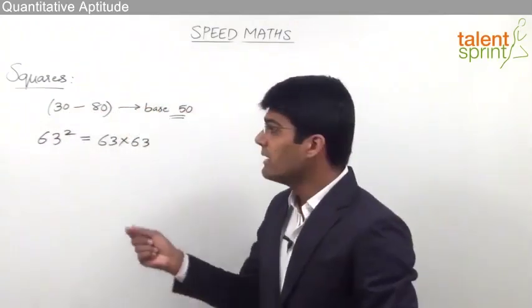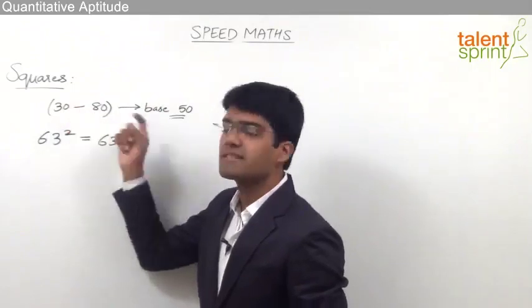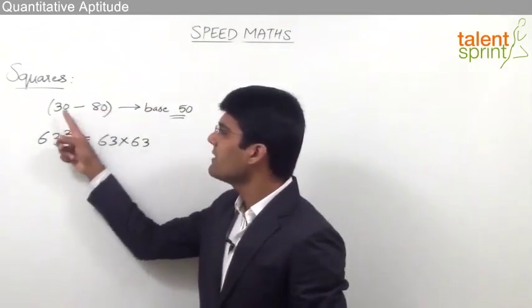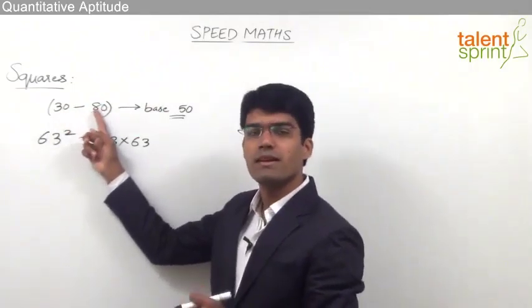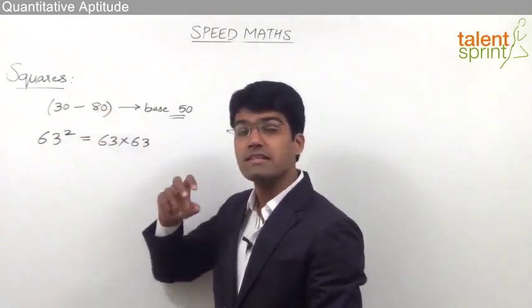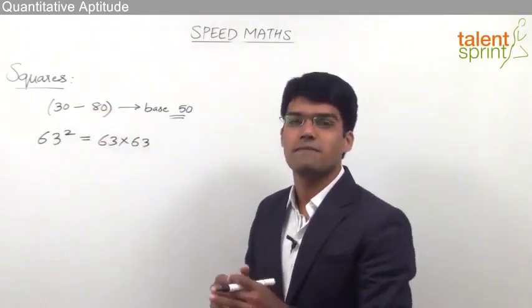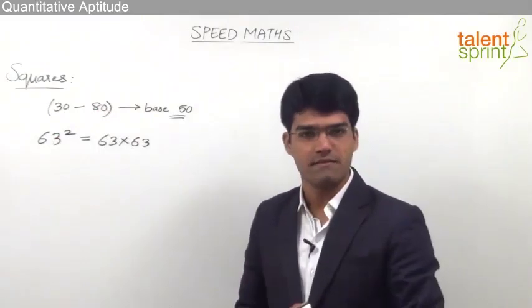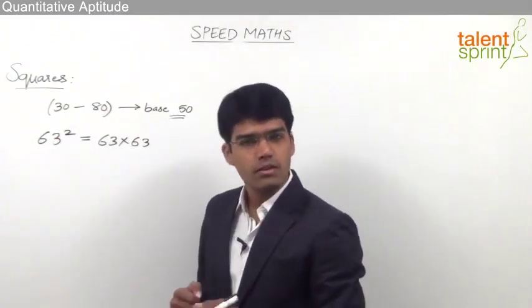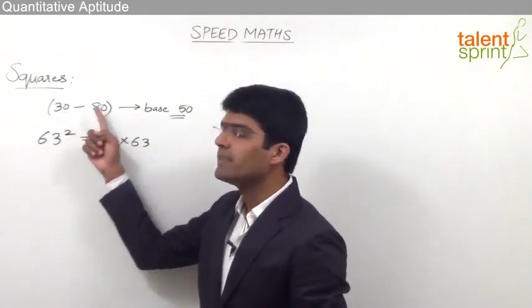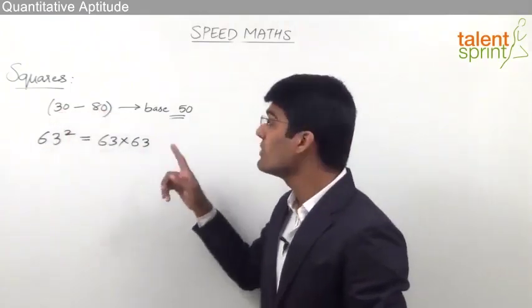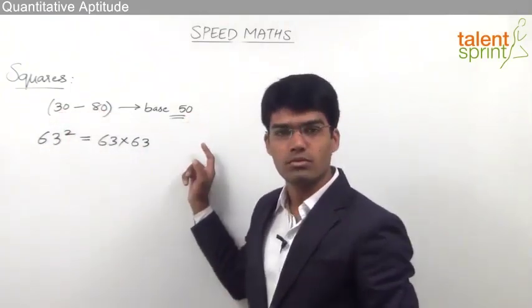For example, let's say we have to find out what is 65 square. Now 65 is between 30 and 80. So the base should be considered as 50 for 65. So 65 can be taken as 50 plus 15. That's how we break the number 65. Similarly, if you have to find out 72 square, 72 again is between 30 and 80. So 72 should be taken as 50 plus 22.